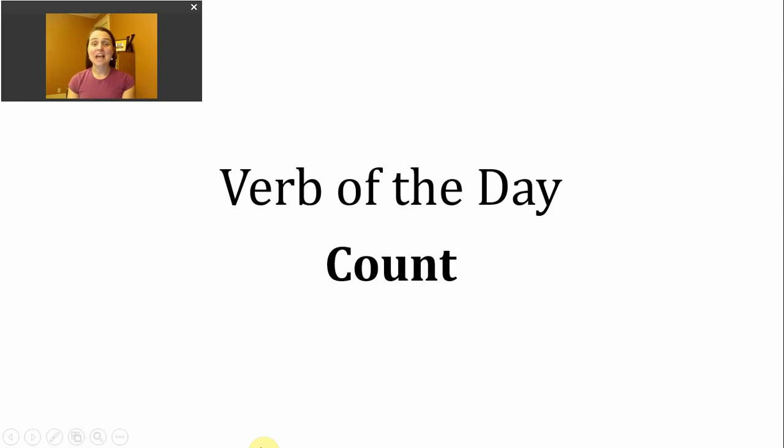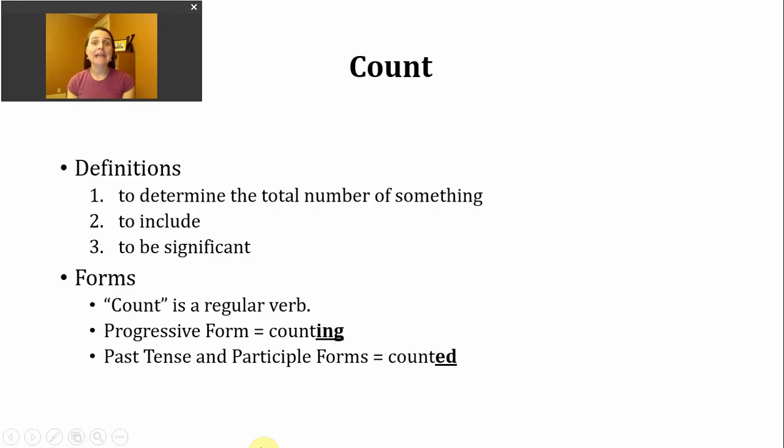Hi, it's time for another verb of the day. Today's verb is count. Let's take a look at some of the definitions for this verb.